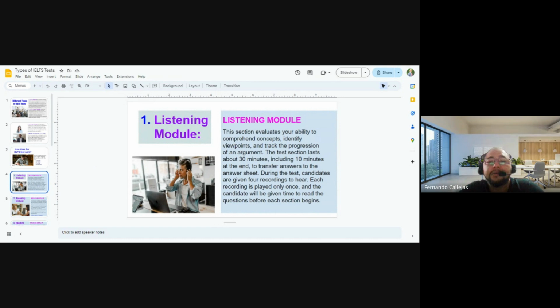This section evaluates your ability to comprehend concepts, identify viewpoints, and track the progression of an argument. This test section lasts about 30 minutes, including 10 minutes at the end to transfer answers to the answer sheet. During the test, candidates are given 4 recordings to hear. Each recording is played only once, and the candidate will be given time to read the question before each section begins.